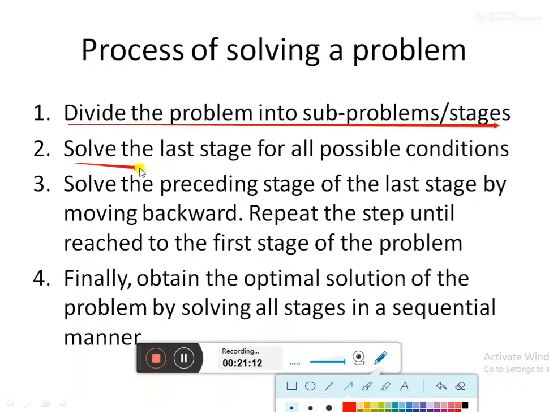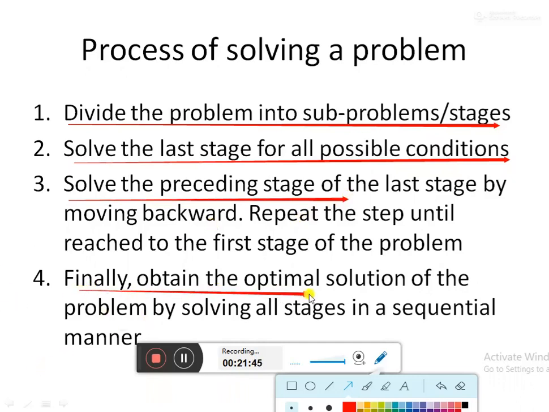Then we need to solve the last stage for all possible conditions. Like we did in the case of the decision tree, we started from the last stage, or the last node on the right-hand side, and solved the last stage first for the optimal solution. After that, we need to solve the second last stage, and in a similar manner we have to move backward until we reach the first stage.